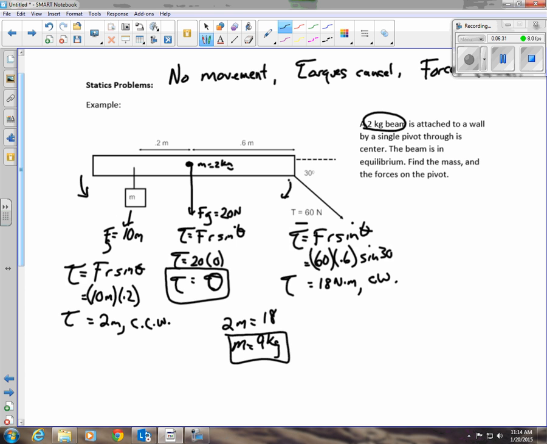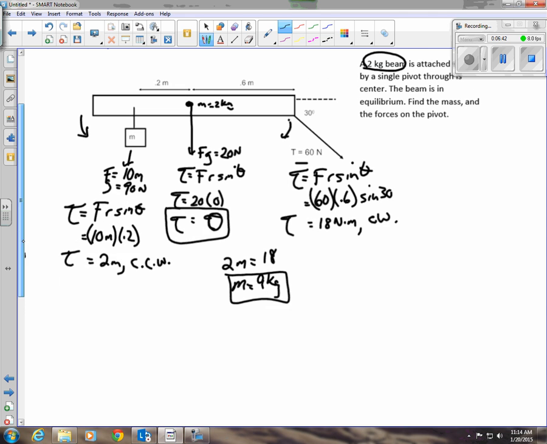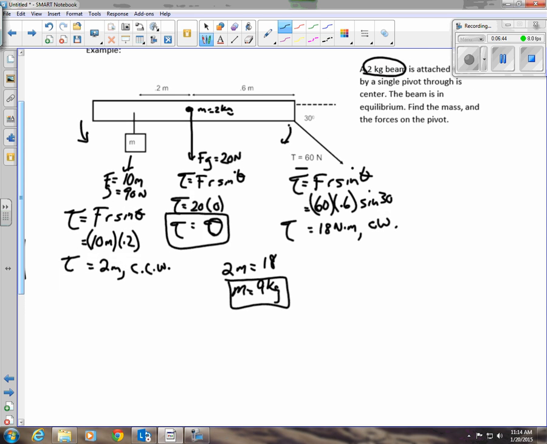I'm going to go back up here because I'm going to need this in a second. Remember, the force of gravity on this is 10M. Now that I know that this mass is 9, it's going to be 90. So we're going to use that in a second. The last part of the problem says, what are the forces on the pivot? We've ignored this before. We haven't had to deal with it a lot.